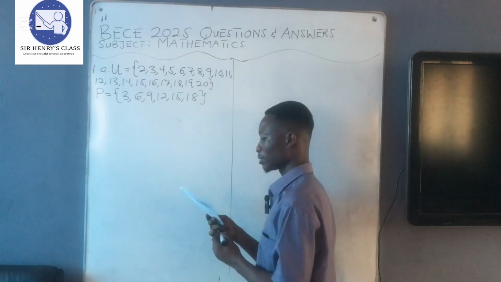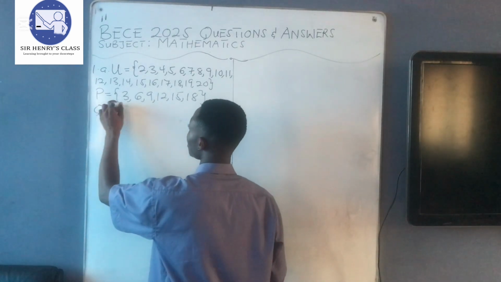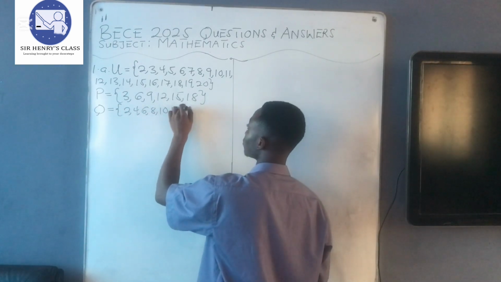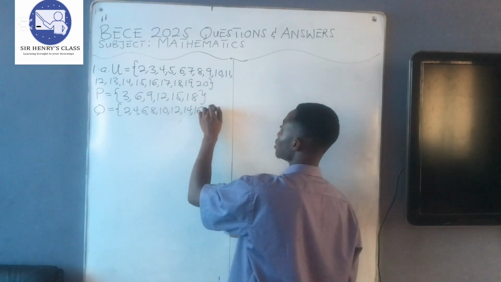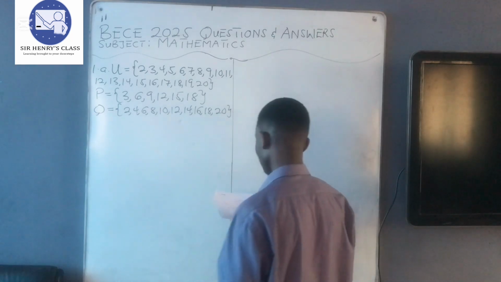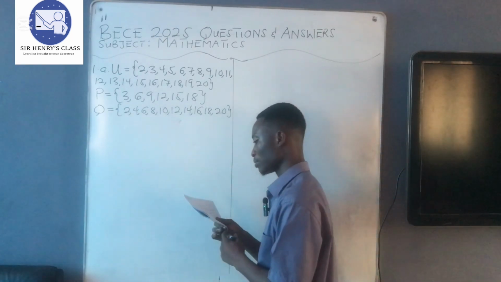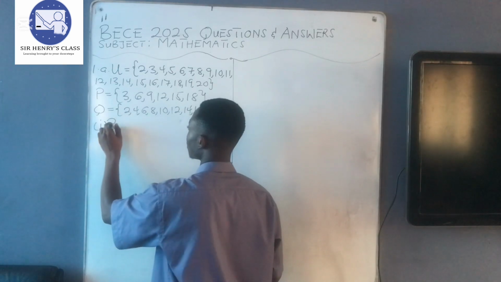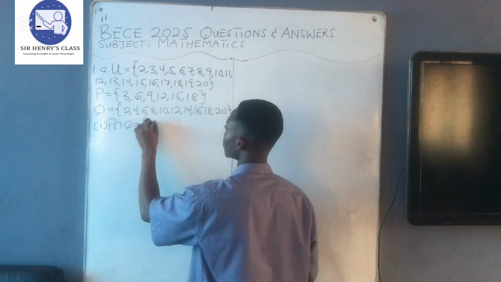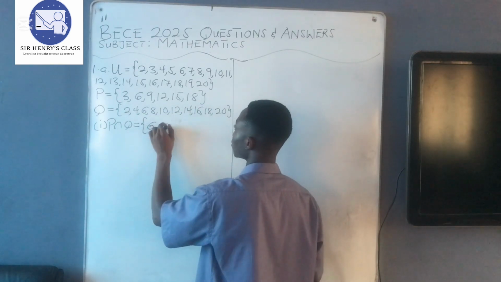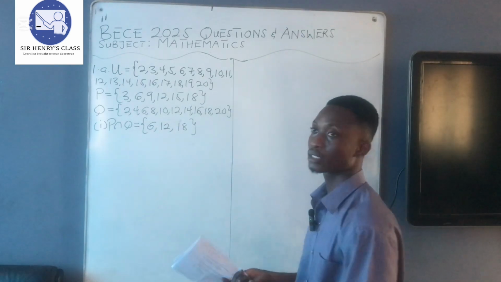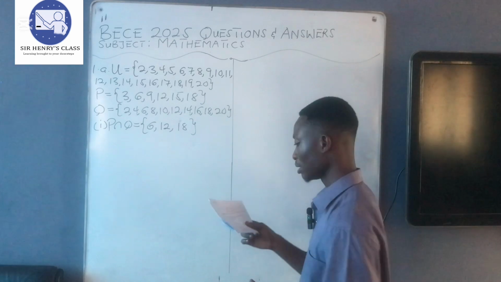Q is positive even numbers. So we have 2, 4, 6, 8, 10, 12, 14, 16, 18 and 20. These are the positive even numbers. Now, we have to list the elements in P intersection Q. That is members that are common to P and Q. So we have 6, we have 12, and we have 18. These 3 members are common to P and Q.